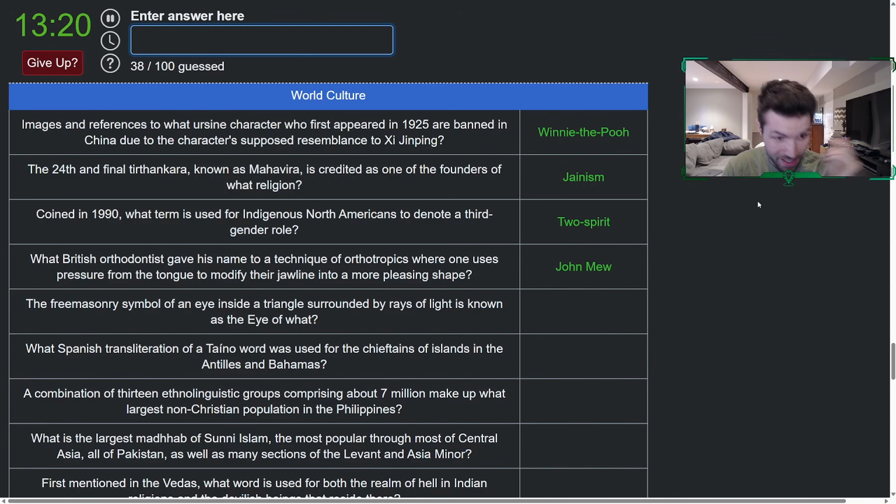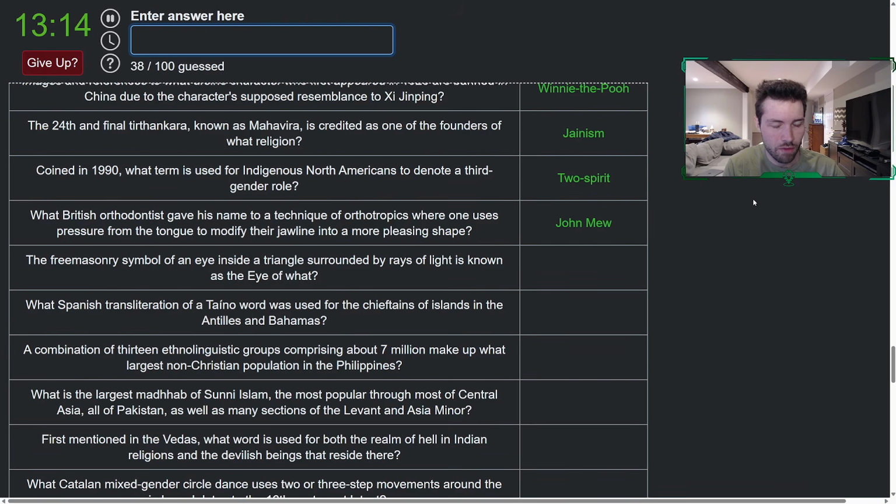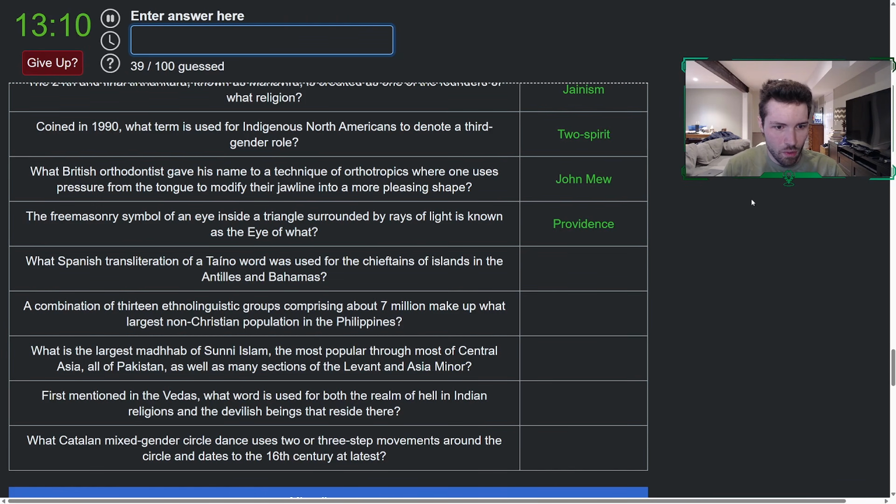Are you serious? Okay, the Freemasonry symbol of an eye inside a triangle surrounded by rays of light is known as the Eye of Providence. What Spanish transliteration of a Taino word was used for the chieftains of islands in the Antilles and Bahamas? Oh dear. This is such a thing. What is it? Oh god, I should know this. This came up recently for me. It's called a cacique. Nice.